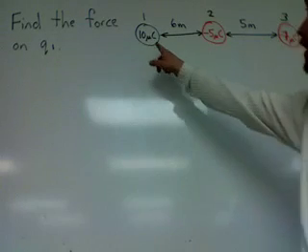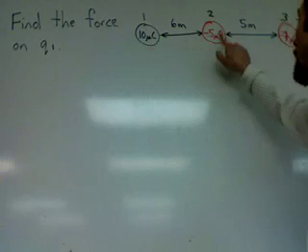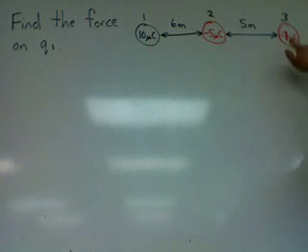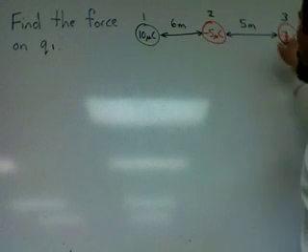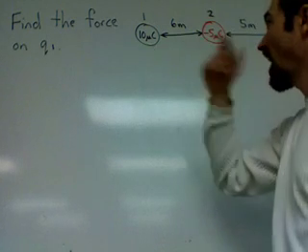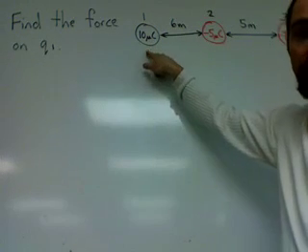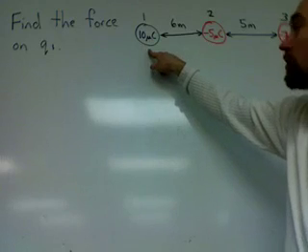We're going to do a vector Coulomb's law problem here. I have 3-point charges: a 10 microcoulomb charge, a negative 5 microcoulomb charge, and a negative 7 microcoulomb charge. These two are separated by 6 meters, these two are separated by 5 meters. Okay? And I want to find the net force that's going to be exerted on this charge right here.